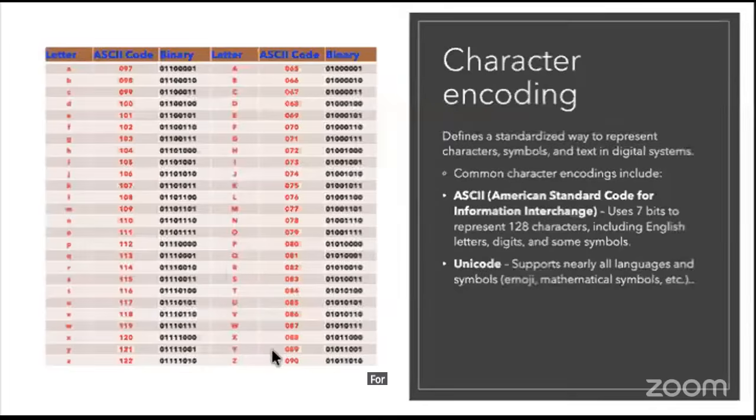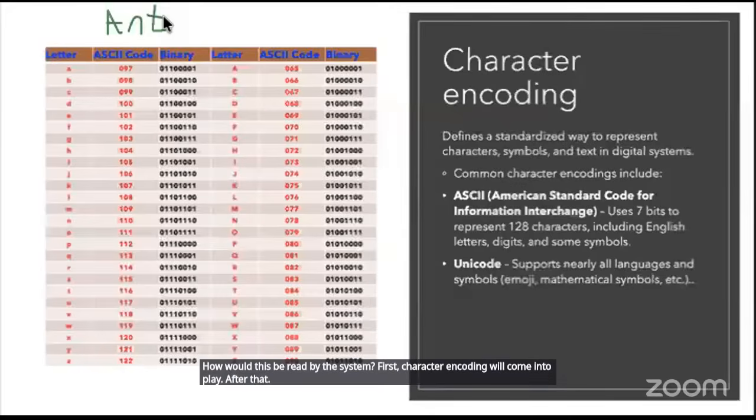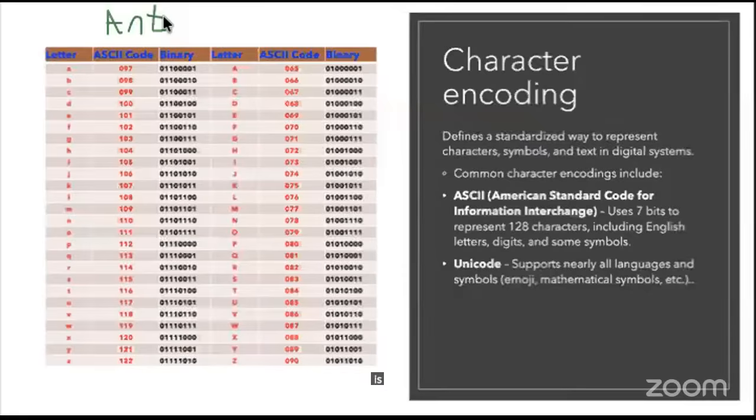For example, if we look at the screen, I know you are stressing your eyes, but just bear with me. Let's say ant, the word ant, that crawls on the floor, A-N-T. Let me write it on top: A, then small letter n, small letter t. How will this be read by the system? First, character encoding will come into play. After that, that number is converted to binary. So before conversion to binary, let's see how this word is converted to numbers using the table.